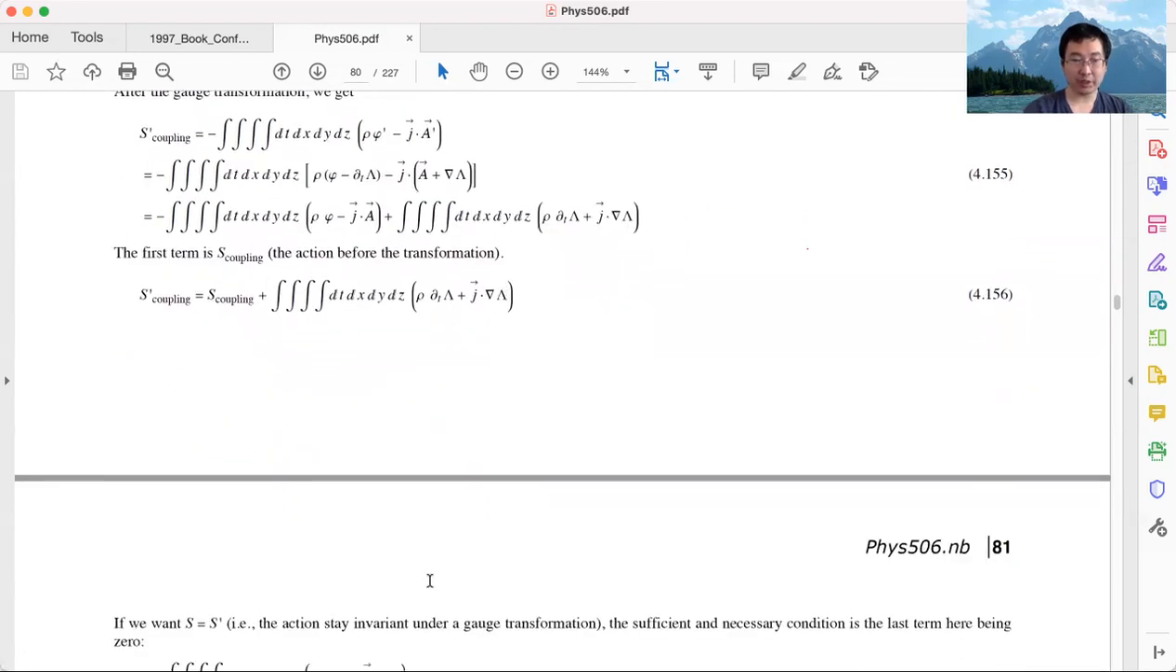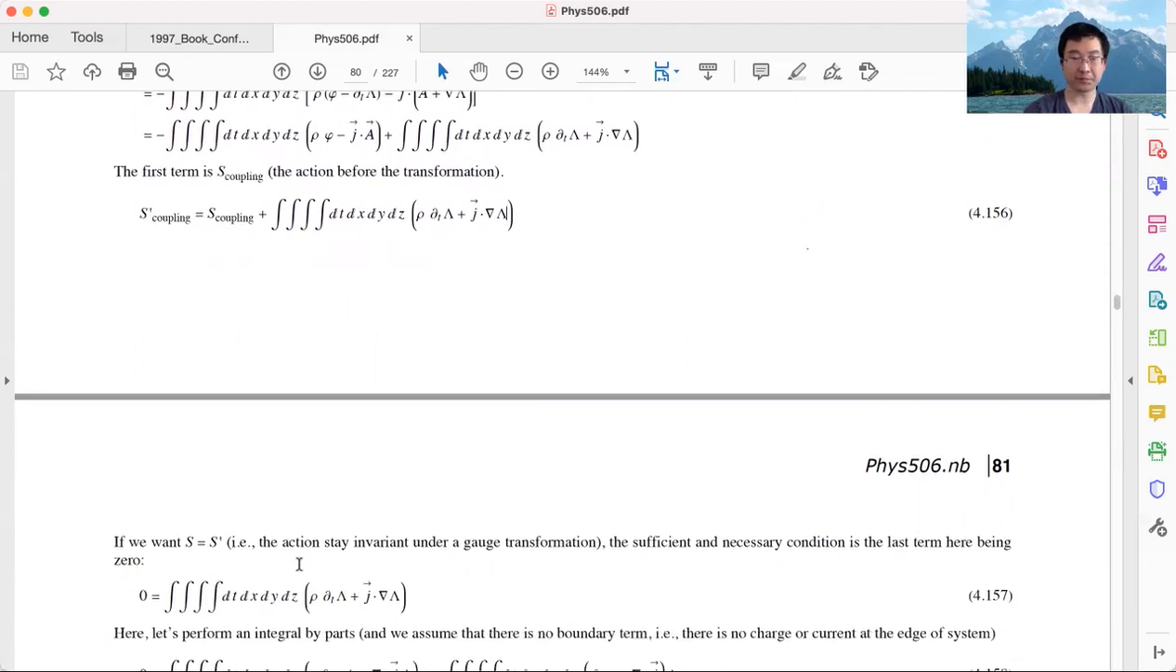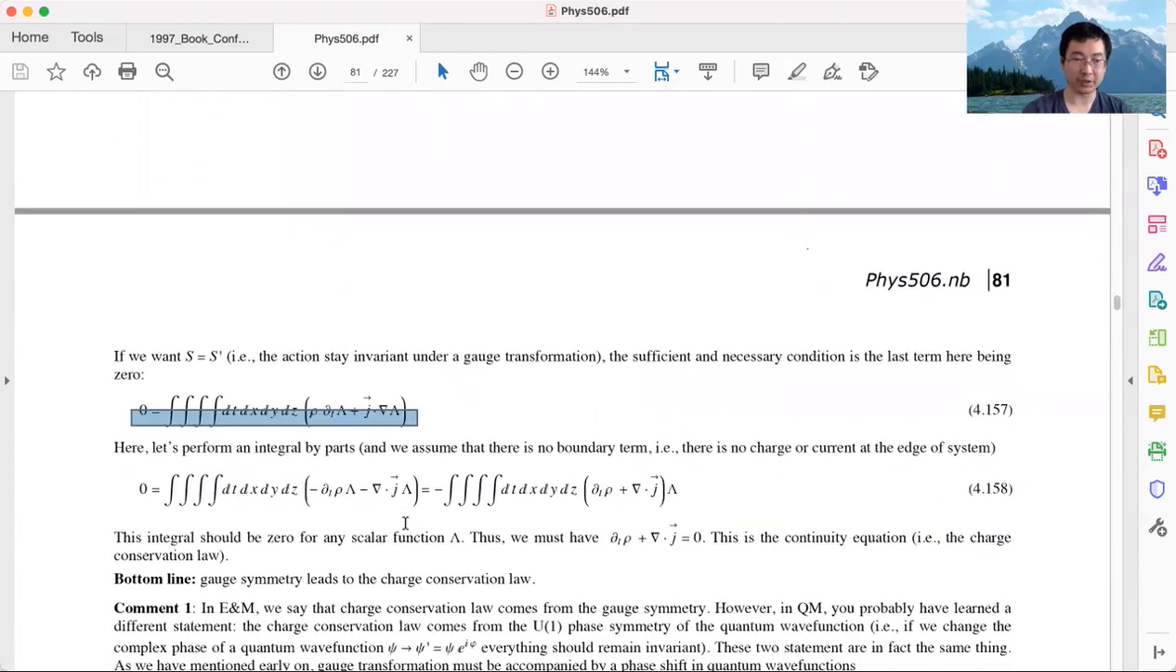And gauge symmetry tells me the new action S prime and the old action S should be the same. They should be equal to each other. If I want to make sure that these two are equal to each other, then this additional term must be 0. So gauge symmetry tells us this additional term must be 0. That's the only way to make sure that the action stays invariant under gauge transformation. And when does this term equal 0?